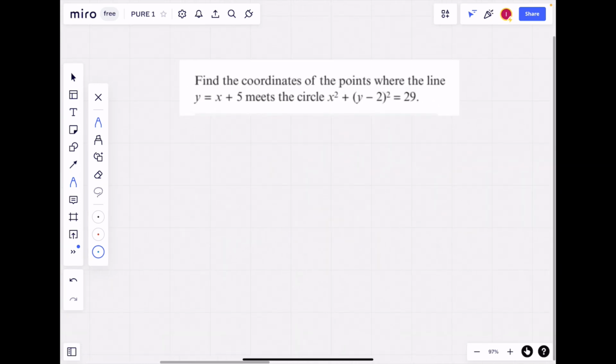So it says in this question, find the coordinates of the points where the line y equals x plus 5 meets the circle x squared plus (y minus 2) squared equals 29. Okay, here's what you're going to do. You're going to solve this simultaneously. So can you try and solve this simultaneously, please?